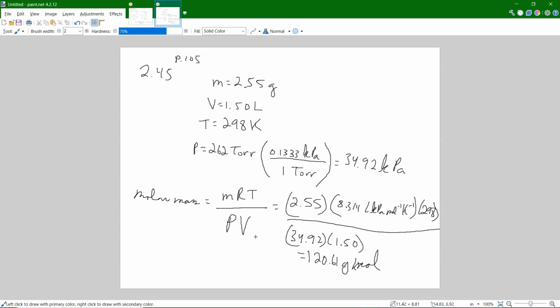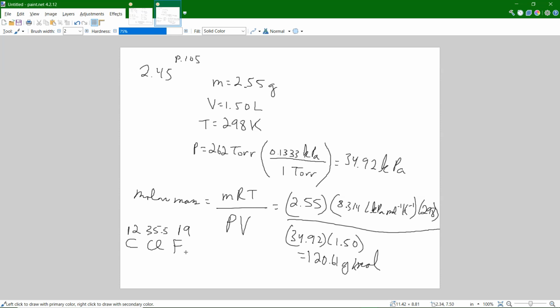It says, what is the formula for the compound? So it's a CFC, which means it's got carbon, chlorine, and fluorine in various amounts. It's going to be 120.61. So we actually have to think a bit here. Carbon is 12, chlorine is 35.5, fluorine is 19. So how can we get to 120 here? Well, I could do 3 chlorines, 35, 70, 100. No, that's going to be too much. So it can't be 3 chlorines.